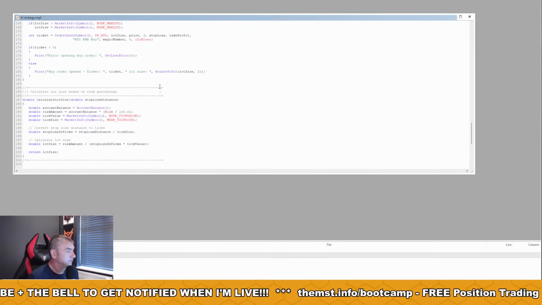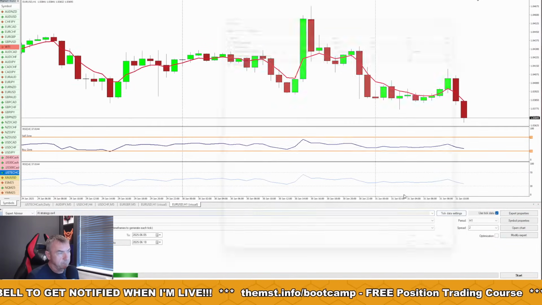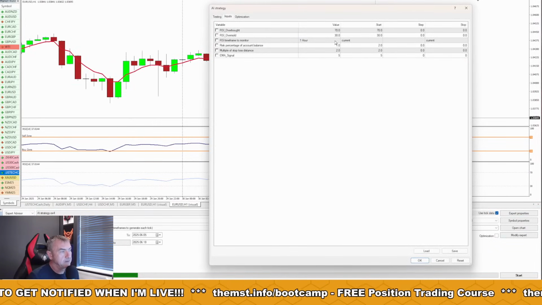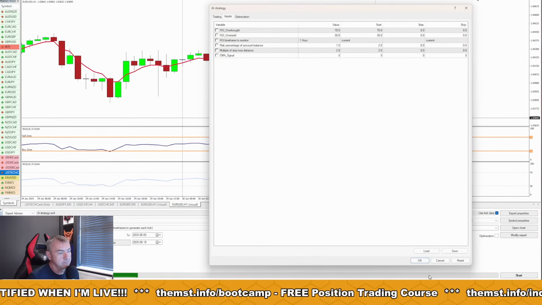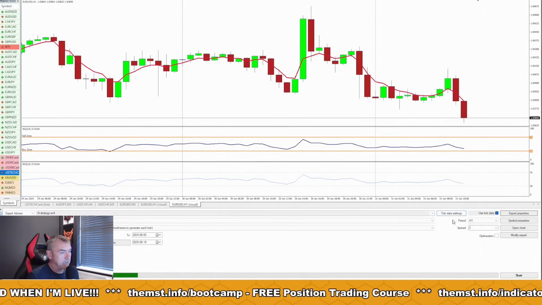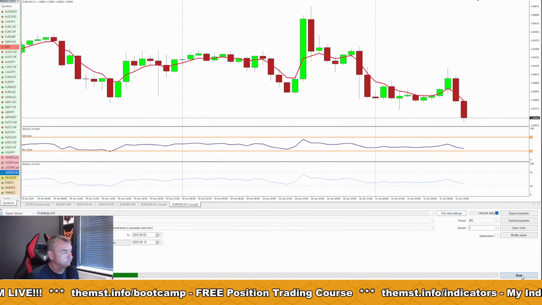Save, compile. Done. So stop that. Inputs. Now I've got my time frame. So the RSI overbought and oversold on the hourly. Okay. But I'm going to run this now on the 5-minute chart.